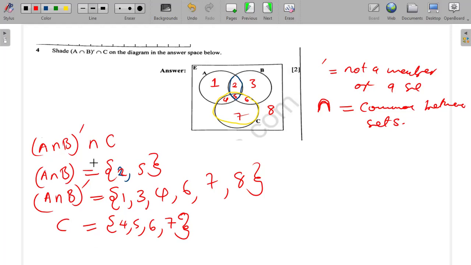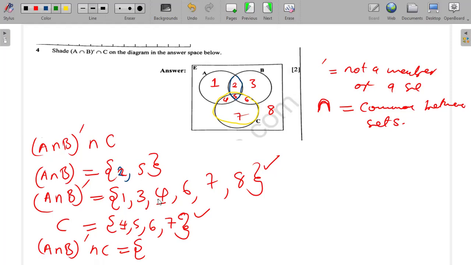Now I can answer my question. I have my A intersection B complement and I have my set C. So A intersection B complement intersection C will be equal to, intersection means the common members, so we are looking at the set A intersection B complement and the set C. What is common between the two sets? You can see a 4 is there and a 4 is there.